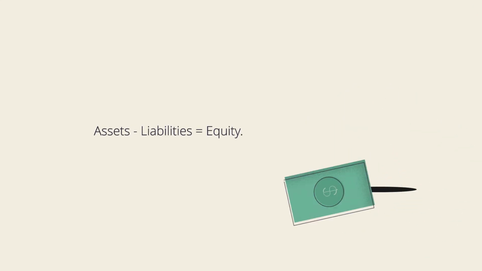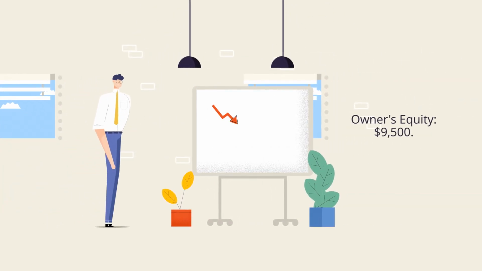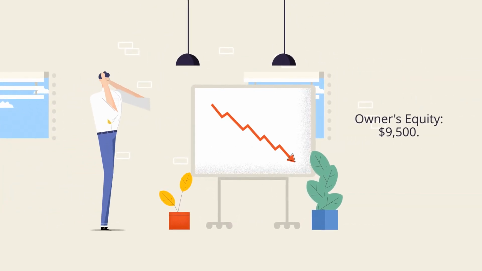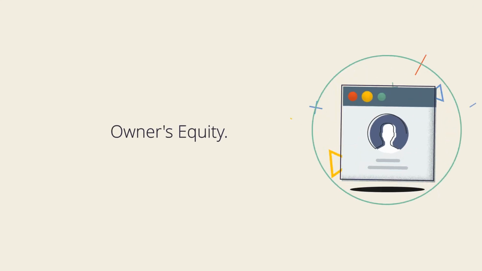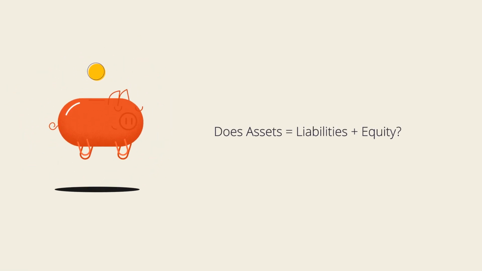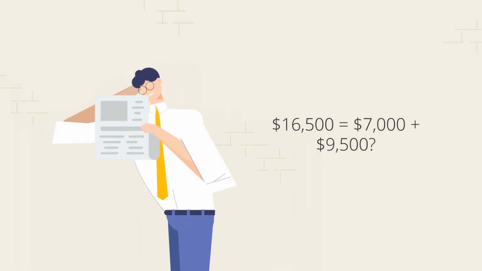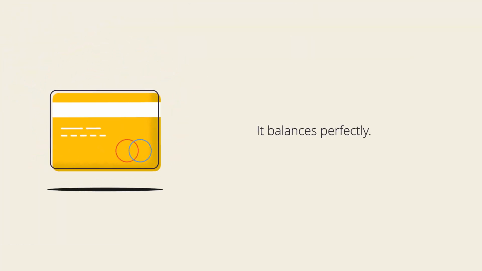Remember, assets minus liabilities equals equity. So $16,500 minus $7,000 equals $9,500. That's the owner's equity. Now, does assets equal liabilities plus equity? 16,500 equals 7,000 liabilities plus 9,500 equity. 16,500, 16,500.